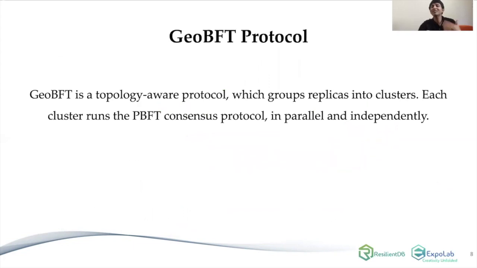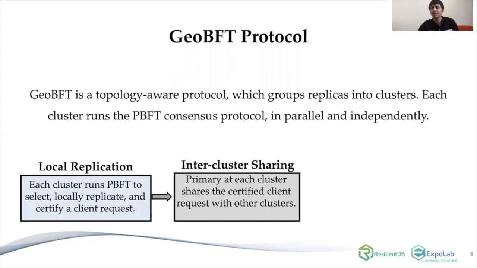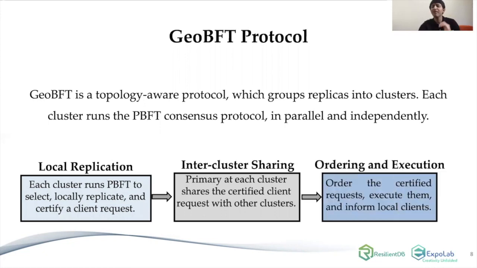So GeoBFT is a topology-aware protocol, and it clusters replicas. Each cluster locally runs its own PBFT protocol. It replicates a request and then it creates a certificate. Once each cluster has created a certificate, these clusters share the certificates among each other. Finally, once a cluster has all the certificates available, it orders every request deterministically, executes these requests in the same order, and sends a reply to the local clients.